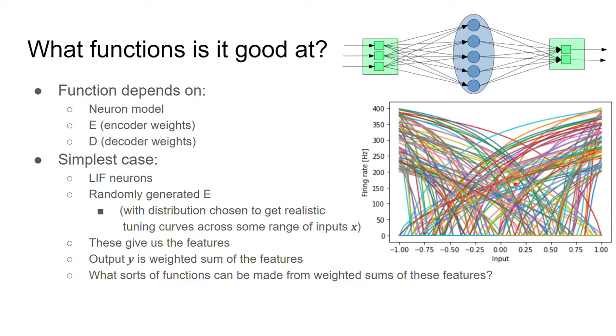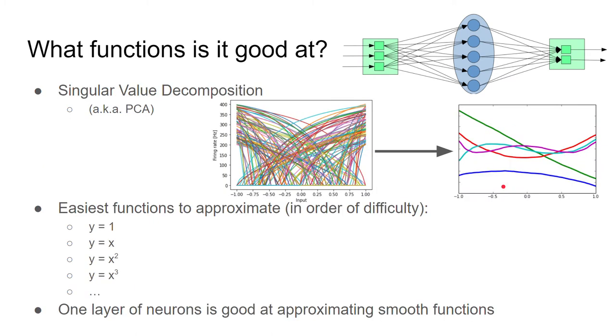And then what you can do is say, if these are the features that I have, each of these lines is a different feature. It's a different thing that is mapping an input to some sort of activity of a particular neuron. And if our output is the weighted sum of these features, then we should be able to ask what functions can be made from the weighted sum of these features? And that turns out to be a well-formed mathematical question. That is what singular value decomposition was invented for. Well, anyway, one of the things singular value decomposition does.